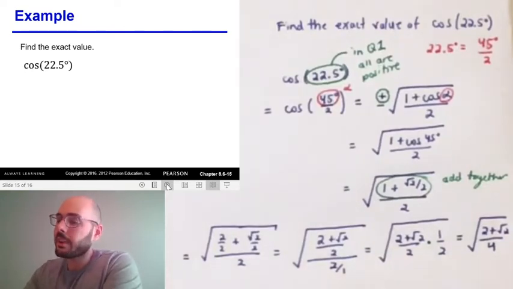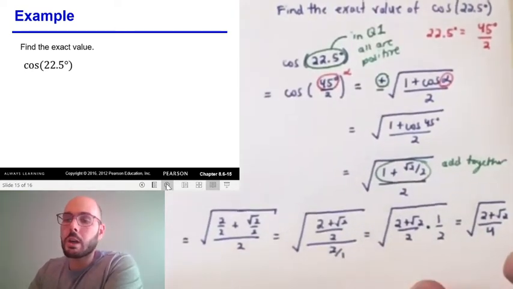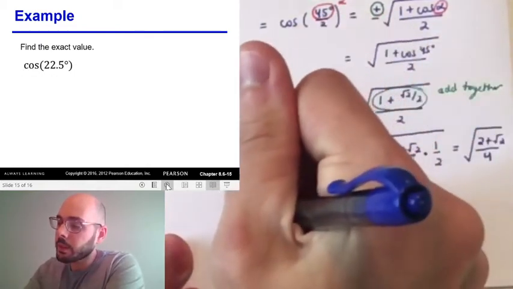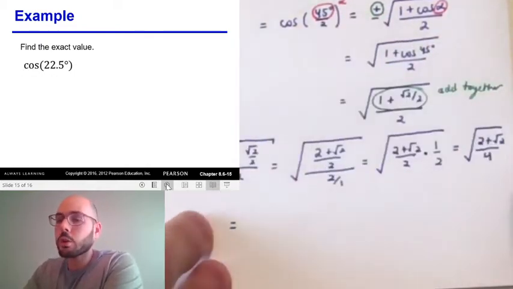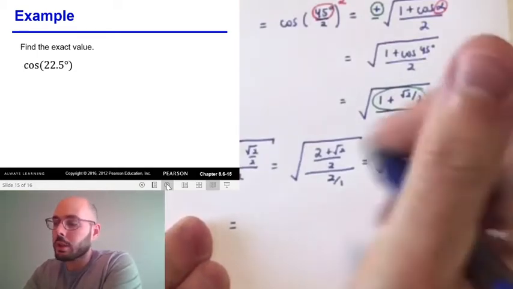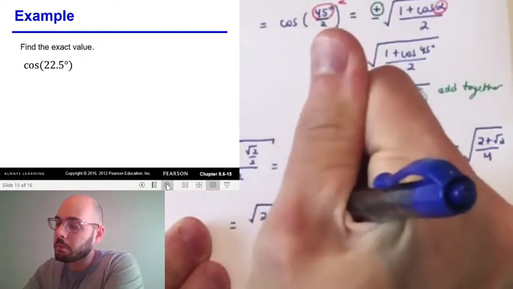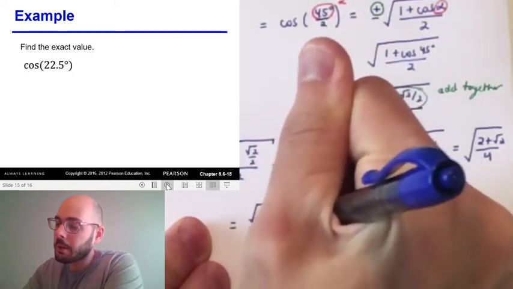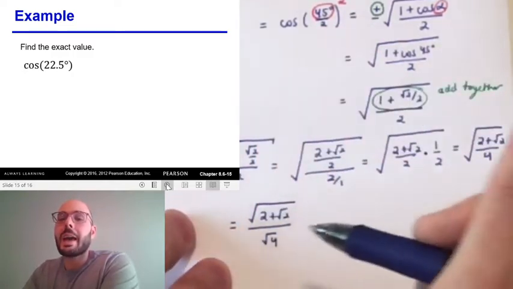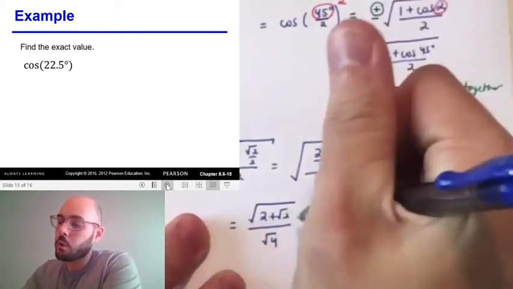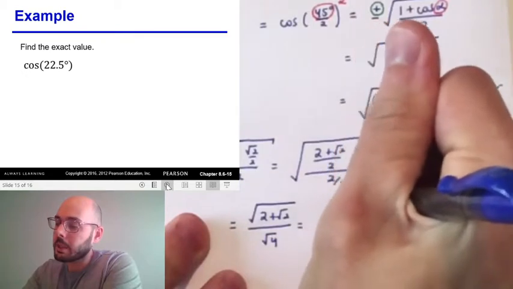Now we can simplify this more, and I'm going to show you how we are going to do that. So down here, what you can do when you square root a fraction is you can break it up. You can square root the top, and you can square root the bottom. How that's helpful is when we square root the bottom, we can actually do the square root of 4. That'll nicely be just a 2.